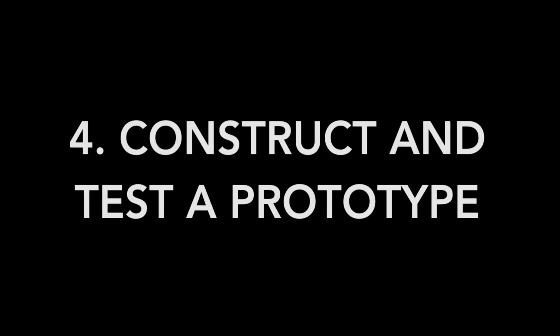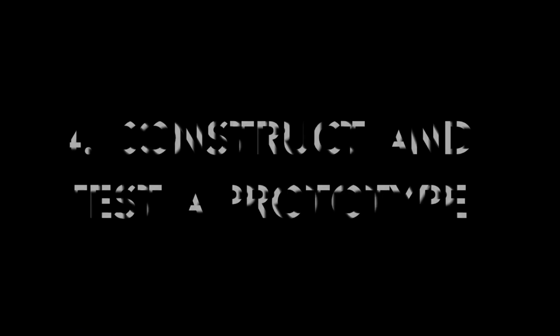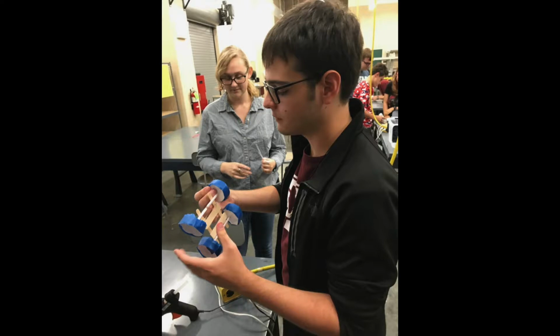The fourth stage of the engineering design process is to construct and test a prototype. This is where you plan your testing for the usability, durability, and performance of your prototype. This is also where you collect and analyze your data in a test report, which is similar to a lab report, and it shows the effectiveness of your solution. This will be used for step 5, evaluate your solution.